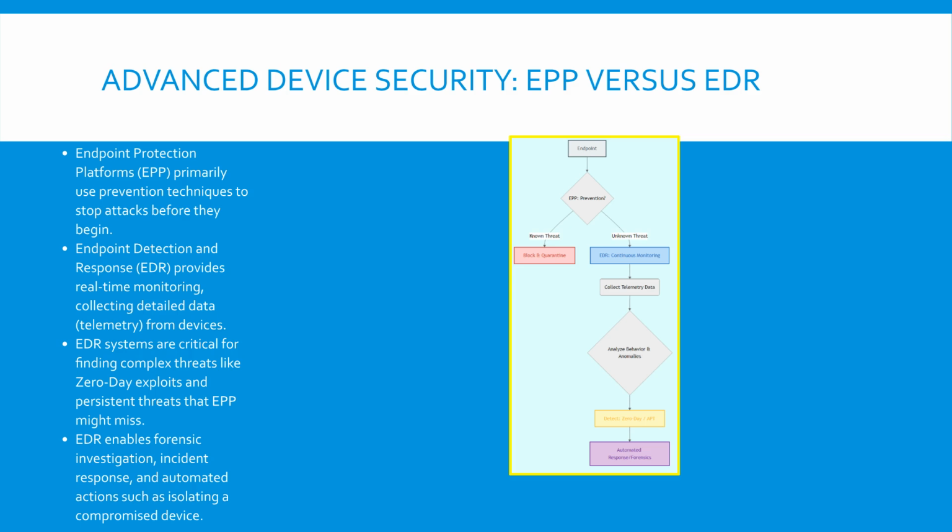This flowchart demonstrates the relationship and functional progression, from basic endpoint protection to advanced detection and response. The endpoint first encounters the EPP, which tries to prevent known threats, blocking and quarantining them if successful. However, if an unknown or sophisticated threat bypasses the EPP, the EDR system takes over, initiating continuous monitoring and collecting deep telemetry data. This data is then analyzed for abnormal behavior and anomalies, leading to the detection of advanced threats like persistent threats or zero-days. The final step shows the capability for automated response and forensic investigation, highlighting EDR's role in mitigating and analyzing complex security incidents that the EPP alone cannot handle. This shows how prevention and detection work together for comprehensive endpoint security.